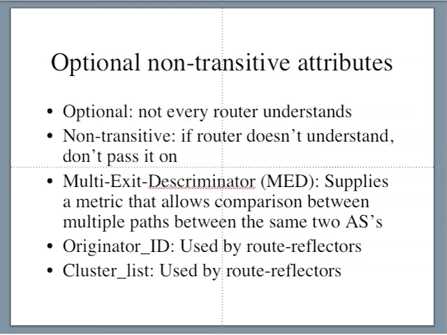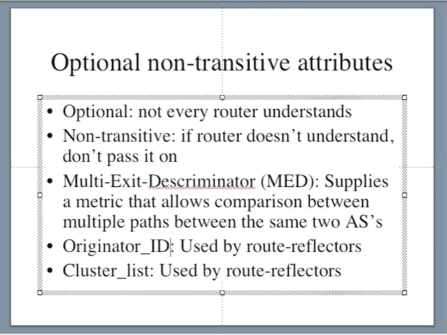The first optional non-transitive attribute is the multi-exit discriminator. That supplies a metric that allows comparison between multiple paths between the same two autonomous systems. So, for example, if two ISPs connected on the West Coast and on the East Coast, then they might want to send multi-exit discriminators to each other, and that way they'd have some internal metric information. So that way, if your end destination is closer to the West Coast, then you might want to use the West Coast link in order to send that packet to them.